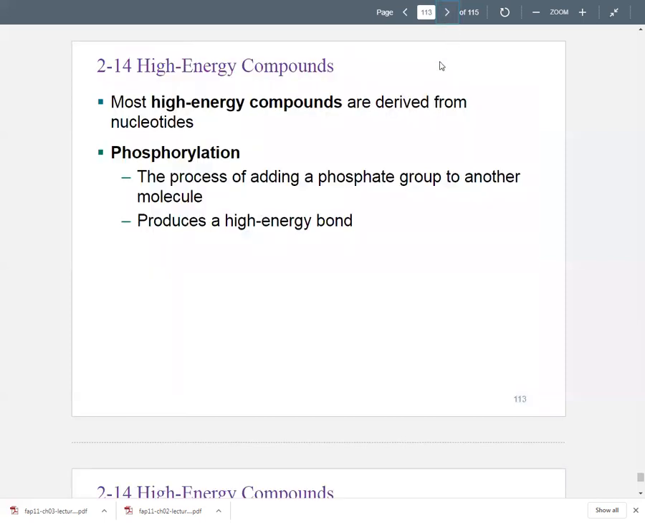Okay, give me a couple minutes and we'll finish this chapter, start chapter 3 next time. So your high energy compounds are derived from nucleotides. The process of taking and adding a phosphate group to another molecule is called phosphorylation. This is adding a phosphate group. And that bond that's made has very high energy.